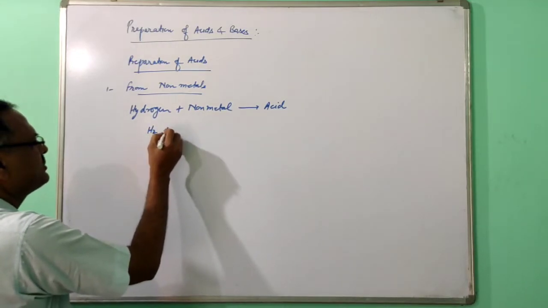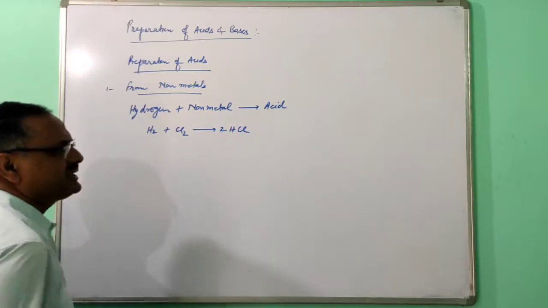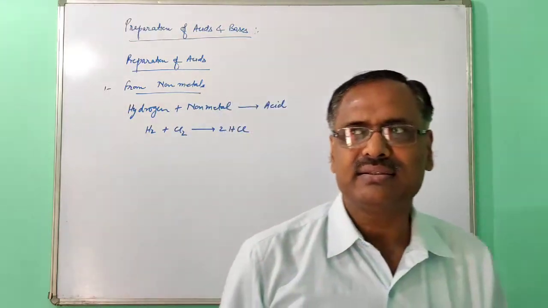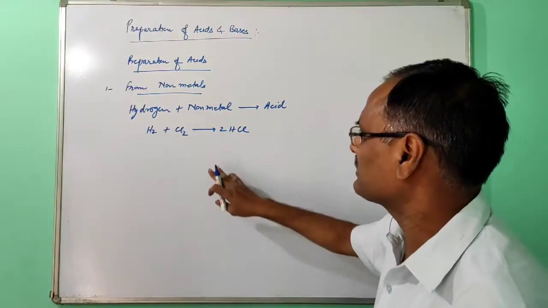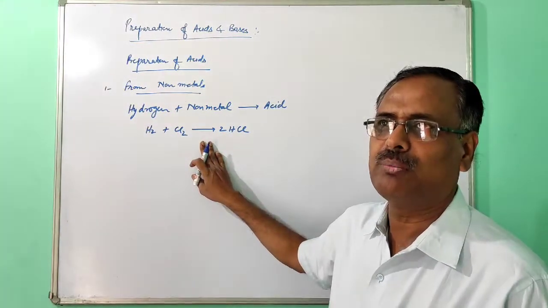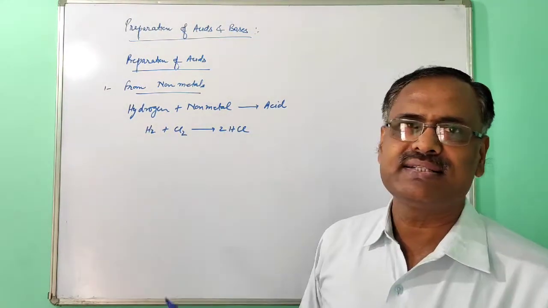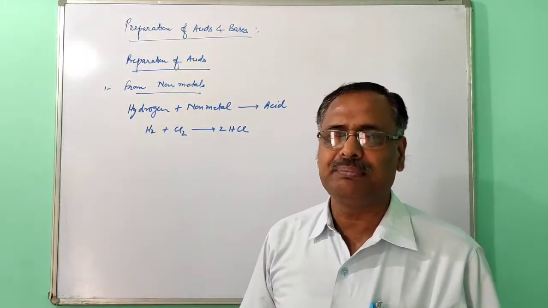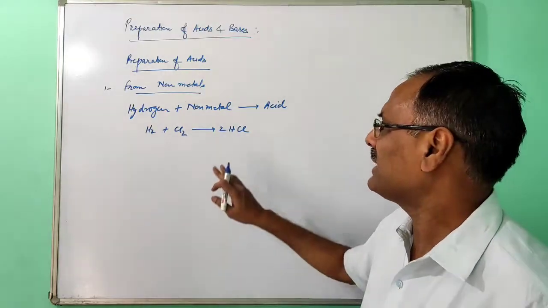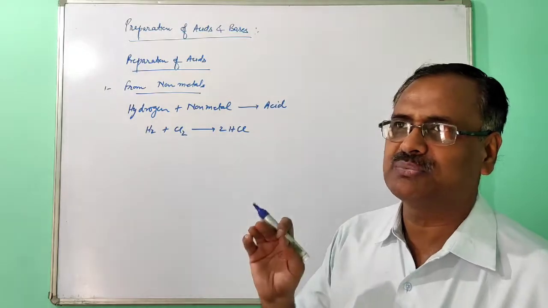So H2 combined with Cl2 forms 2HCl. You know that hydrogen and chlorine cannot react unless diffuse sunlight is there. If you take the diffuse sunlight, this reaction will be properly controlled. Diffuse sunlight means if in the daytime you see in the room light is there, that light is called diffuse sunlight. If you take the direct sunlight, the reaction will be explosive. If you take the dark, then the speed will be negligible.